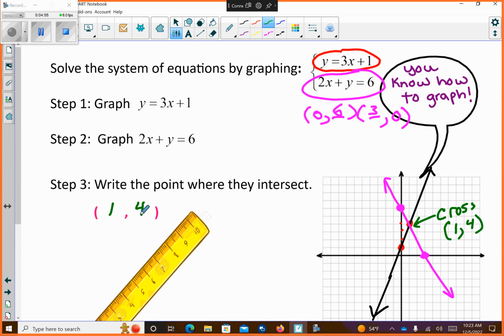Yes, it is computer programming, but computer programming goes very well with math. So this happened to be one where our lines crossed one time. That means we have one solution. The entire point, the x and the y value, are both needed for the solution. Okay? Can I move on?